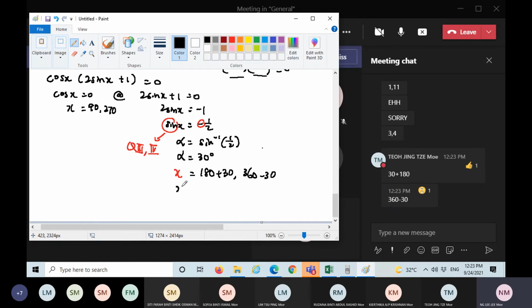So the answer for x: this one, plus 30, is 210. This one, minus, is 330. Lastly, you need to write out everything, 1, 2, 3, 4. These 4 answers. So x equals, listed from the smallest to the biggest: 90 first, after that 210, after that 270, after that 330. So 4 answers, same like the textbook.